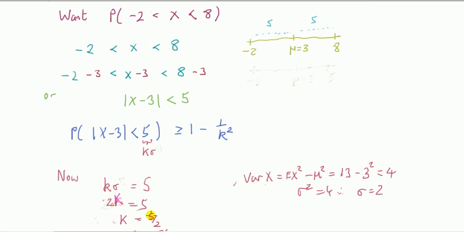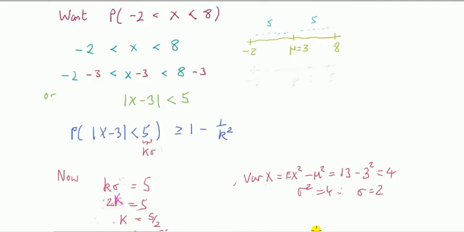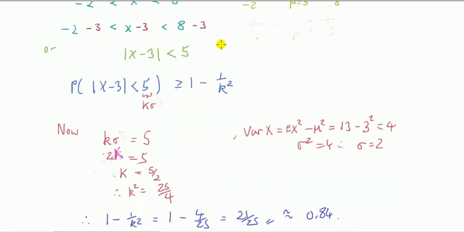Okay. K squared is this guy. Substitute it, 1 over that guy's over here. Look, you can just do that, but you can follow that for yourself, and it's 0.84. So the probability of the random variable being between -2 and 5 is at least 0.84. And a problem is just like that.